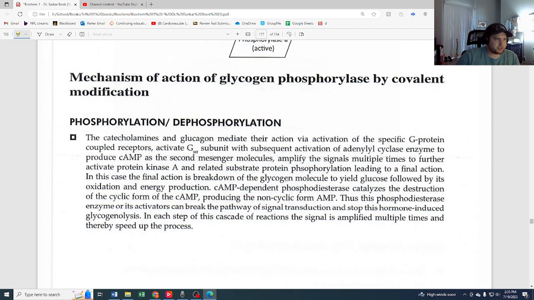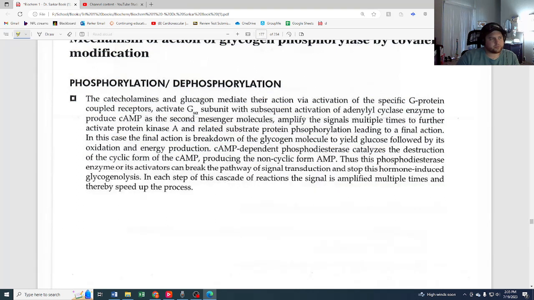Okay, mechanisms of action of glycogen phosphorylase by covalent modification. We have phosphorylation and dephosphorylation. So the catecholamines and glucagon mediate their action via activation of the specific G protein coupled receptors, activating that G subunit with subsequent activation of adenylyl cyclase enzyme to produce cAMP as the second messenger molecule. This amplifies the signals multiple times to further activate protein kinase A and related substrate protein phosphorylation, leading to a final action. That should all sound very familiar.